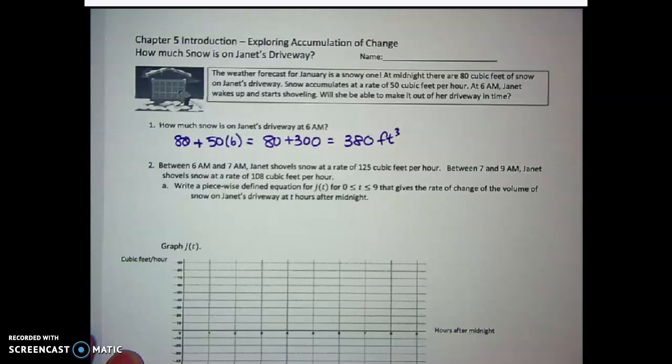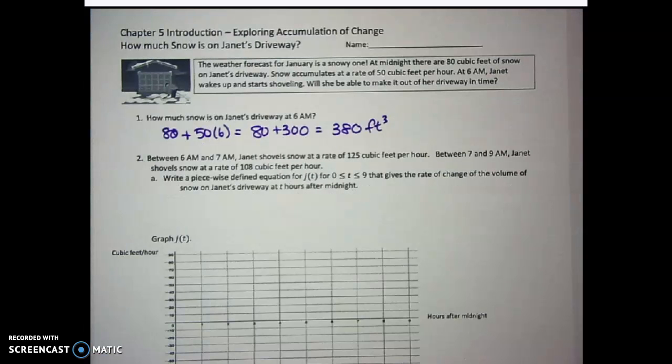Between 6 and 7, Janet shovels at a rate of 125 cubic feet per hour. Between 7 and 9, she got a little bit tired, so she slows down and shovels at a rate of 108 cubic feet per hour. For part A, I'd like you to pause the video and see if you can write a piecewise defined function for j of t for the hours between 0 and 9 that gives the rate of change of the volume of snow on her driveway, t hours after midnight.